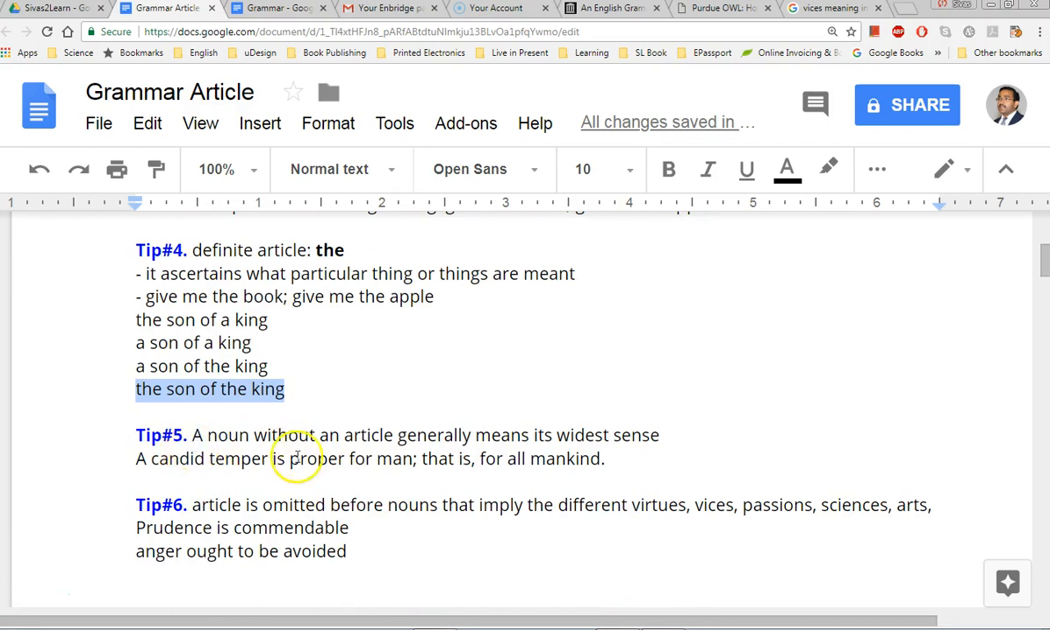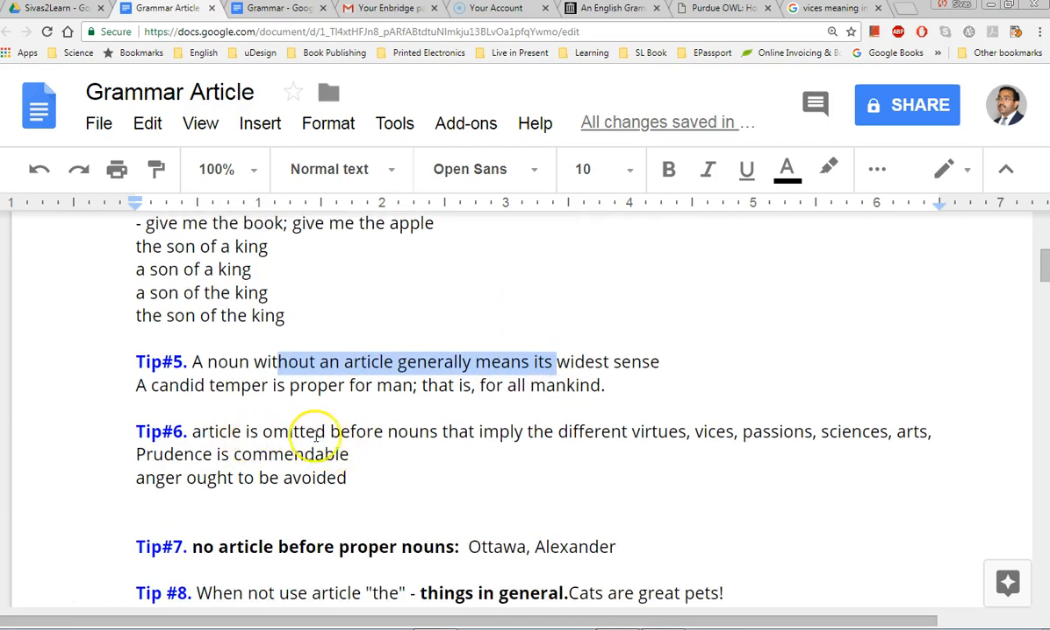Tip number five: a noun without an article. Say for example, a candid temper is proper for man. So in this case, man means it is used in its widest sense. This is for all kinds. So if you don't see an article in front of a noun, that means they are talking in general terms. And also the article is omitted before nouns that simply name virtues, vices, passions, sciences, arts. Prudence is commendable. Anger ought to be avoided.